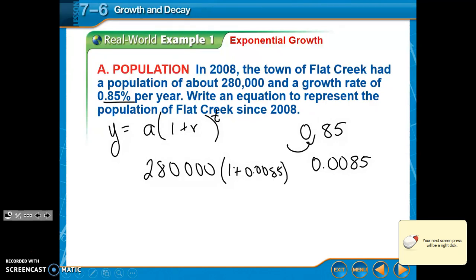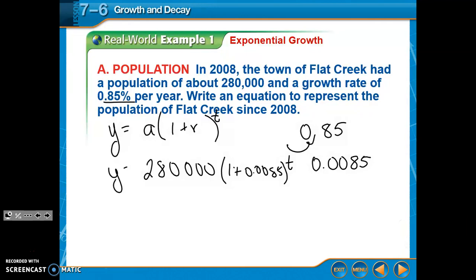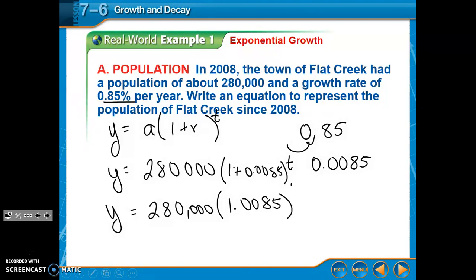So we want to write an equation to represent it. They're saying for any amount of time. They don't give us a specific amount of time, so we just want to leave it as t. So this is going to be our equation. And the last thing we want to do is just simplify this right in here. So we're going to rewrite this as y equals 280,000 times 1.0085 to the t. So we can just do that addition there. There's nothing else we can simplify because we don't know what t is. Okay, so we leave it there.